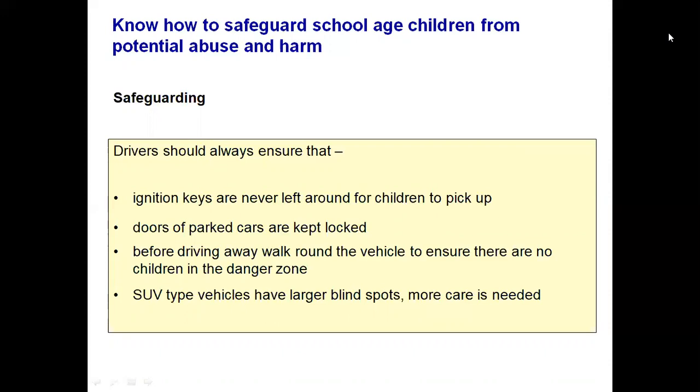Before driving out of the school car park, ensure there are no children in the danger zone. They are very busy areas at schools. I would advise you that you reverse into your parking place so that you can drive out safely afterwards, especially if you're a bigger vehicle like an SUV or a minibus. Much more care is needed in those situations.